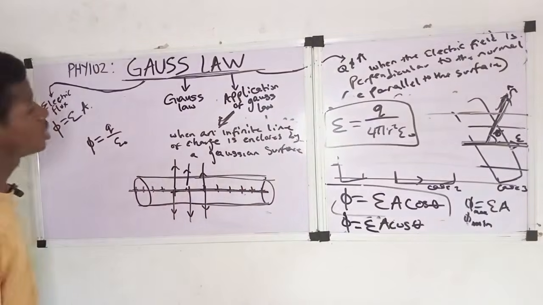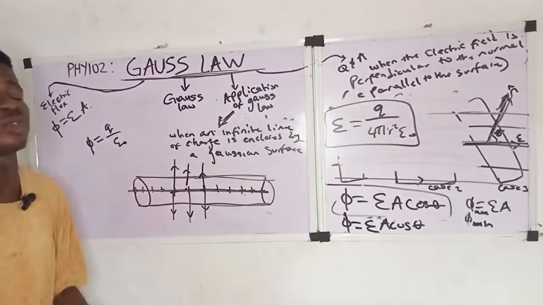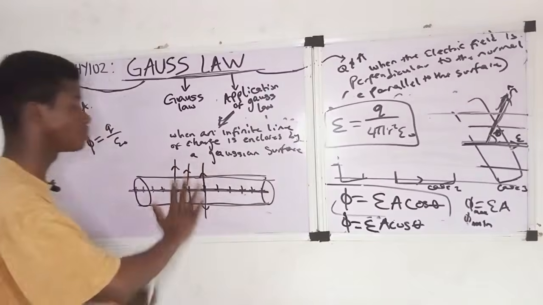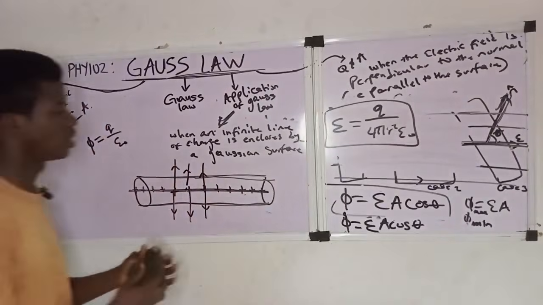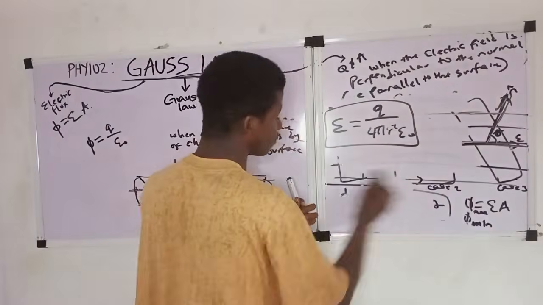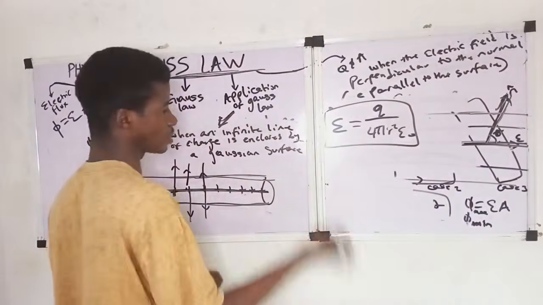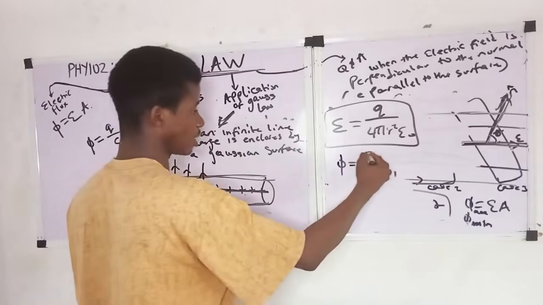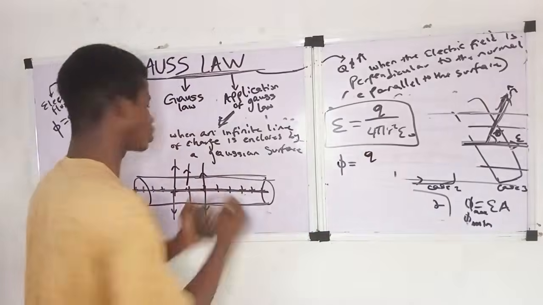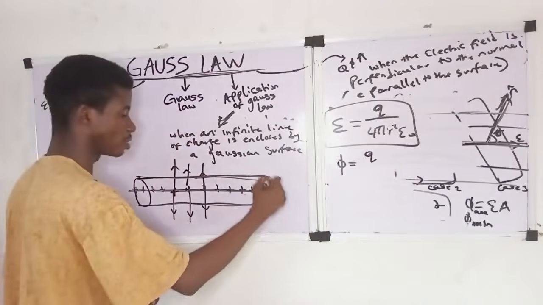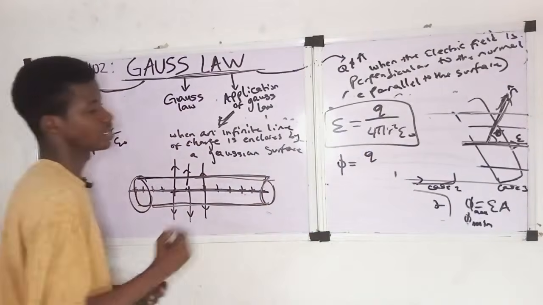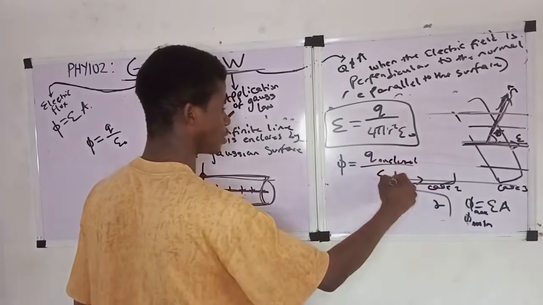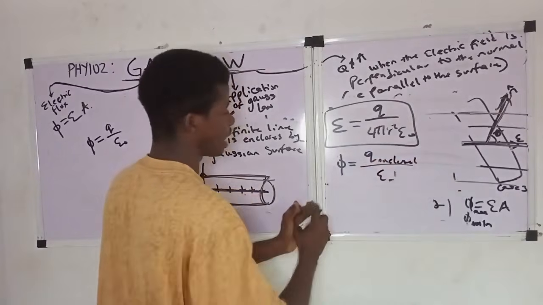A cylinder. Okay, so what is the formula we are going to use to calculate the electric field? It's very easy. We are going to make use of Gauss law, right? Gauss law states that the electric flux is equal to the charge enclosed, the charges enclosed by this cylinder, over epsilon naught, the permittivity of free space, right?